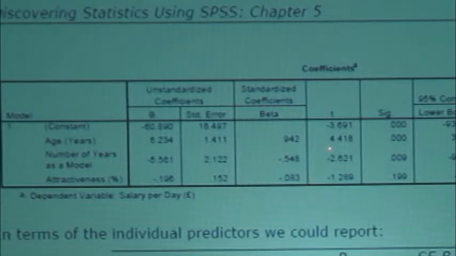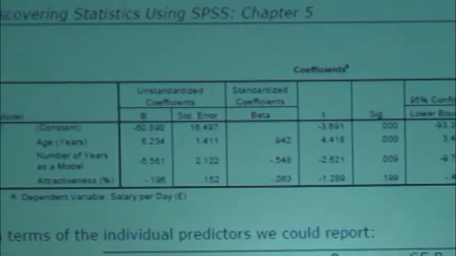The beta weights mean that we can compare them directly to one another. We can see that age is almost twice as important as number of years modeling. Even though it's a negative number, it doesn't matter. Gives us the confidence interval, the tolerance. So what does that tell us? Those are very low tolerance numbers, right?